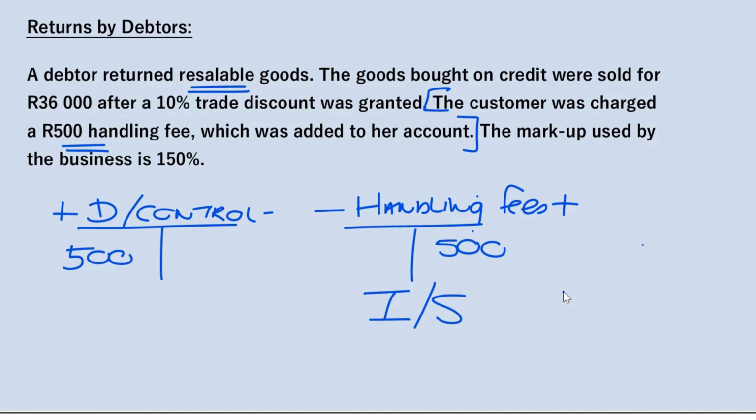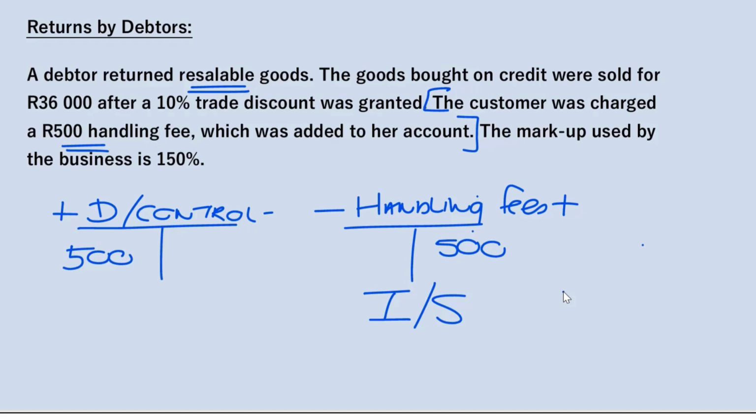And vice versa, if we were charged a handling fee by our supplier because we were returning goods to them that we'd correctly ordered, that will be an expense. Then the handling fees are an expense. So just read the scenario very well. If we're dealing with a debtor, we are charging the handling fee, so that's an income to us. But if we are dealing with a creditor, any handling fee would be an expense to us.